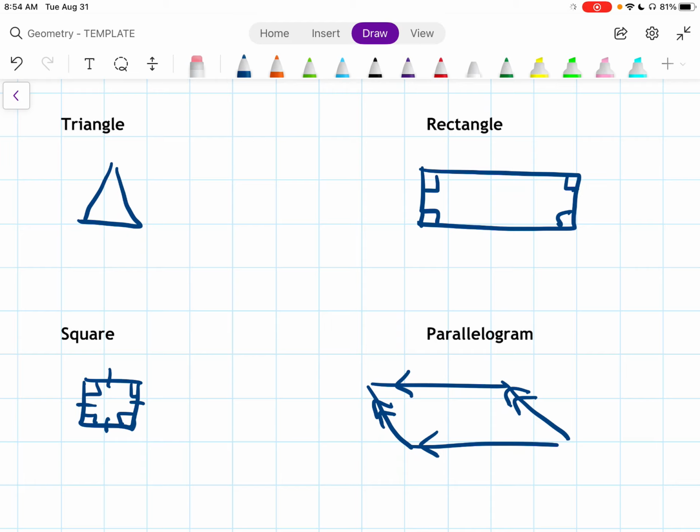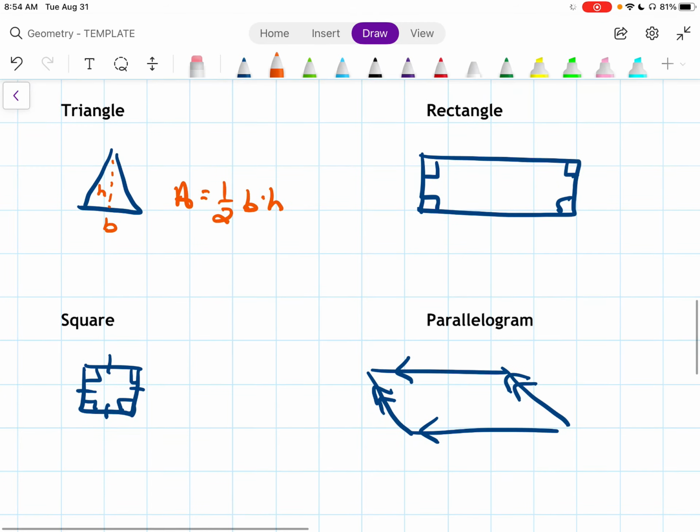A triangle, hopefully we all know a triangle. Whenever we find the perimeter, we just measure how long each side is. For its area, we need the height and the base, and the area is 1/2 base times height.